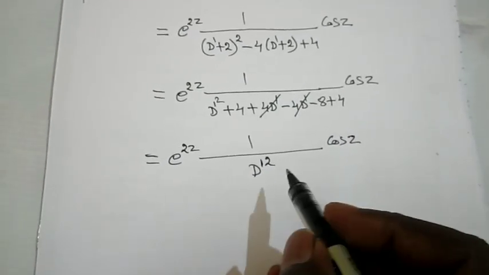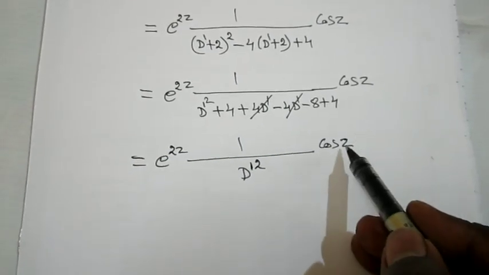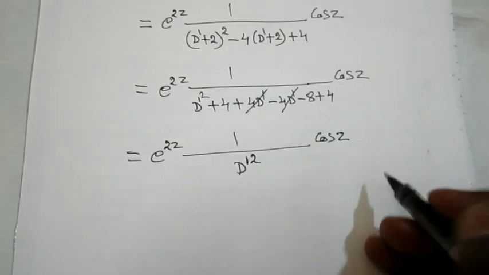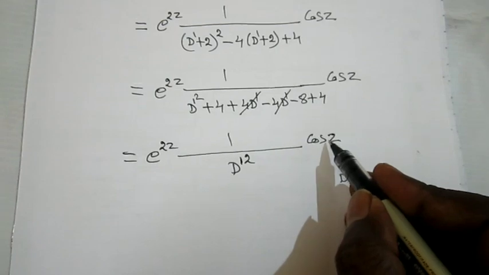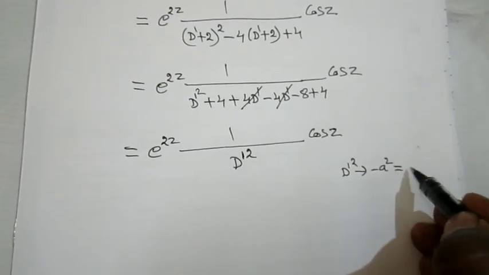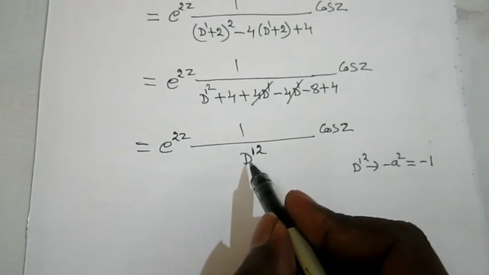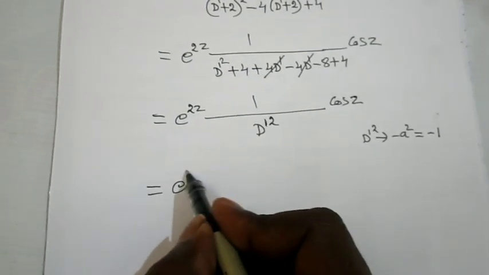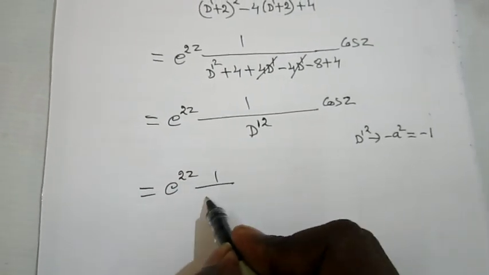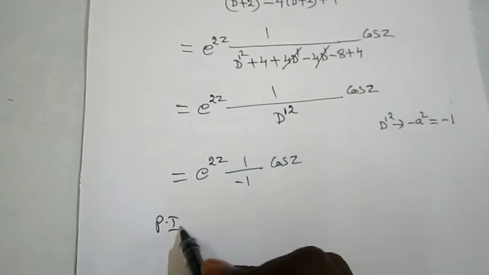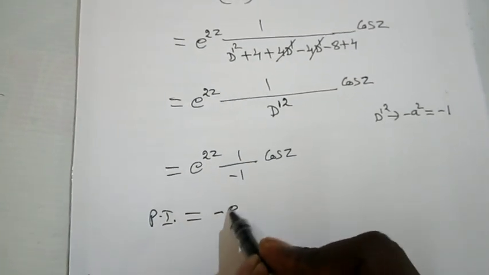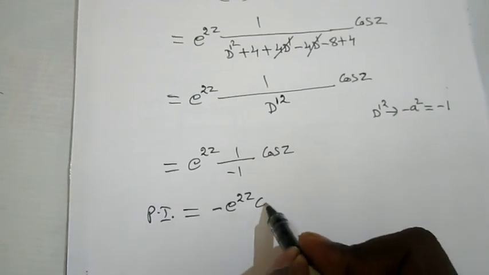This is type 3. In type 3, D² is replaced by −a², and here a is 1, the coefficient of z is 1, so it is −1. Replacing −1 here, e^(2z) times 1/(−1) into cos z. So finally the particular integral is −e^(2z) cos z.